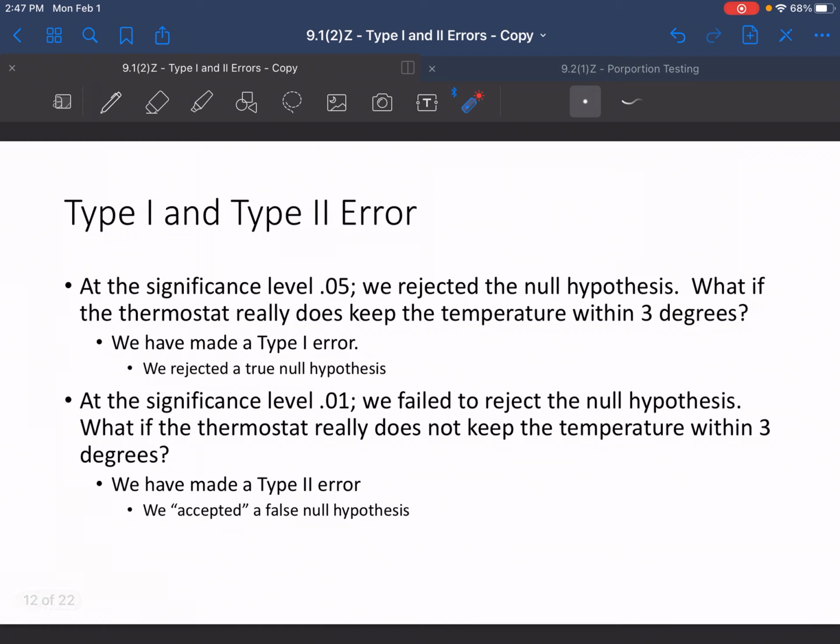So all of that leads to the idea behind type 1 and type 2 errors. At the significance level of 0.05, in that example that we just went over, we rejected the null hypothesis because our p-value was less than that.